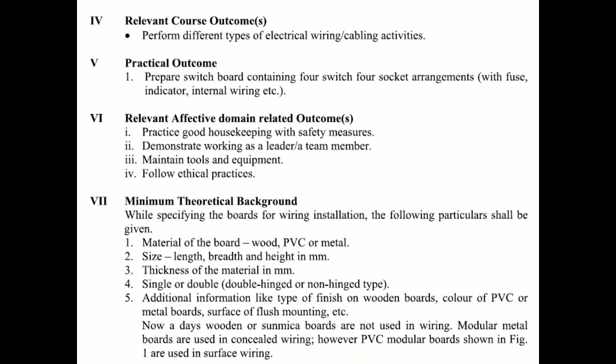Nowadays wooden or Sunmica boards are not used in wiring. That is, in recent days the wooden boards or Sunmica boards are not used for the purpose of wiring. Modular metal boards are used in concealed wiring. However, PVC modular boards shown in figure 1 are used in surface wiring. For concealed wiring, modular metal boards are used for connections. Okay, next slide.